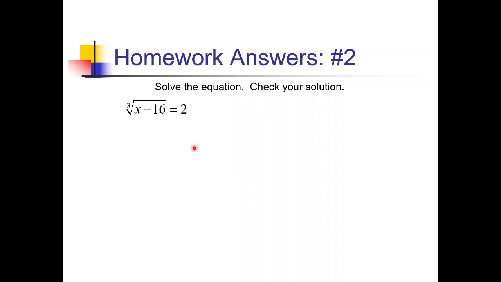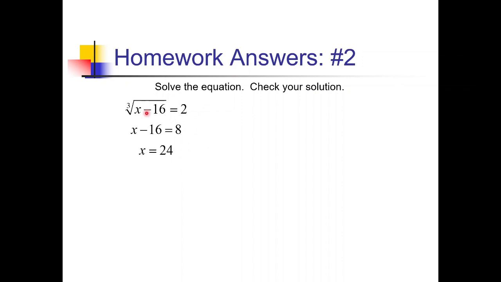To solve this radical equation, we already have the radical expression by itself, so we can raise both sides to the index. In this case, that's 3, so we're going to cube both sides of this equation. That leaves us with x minus 16 and 2 to the third, which is 8. And then we just quickly add 16 over to the other side, and x equals 24.